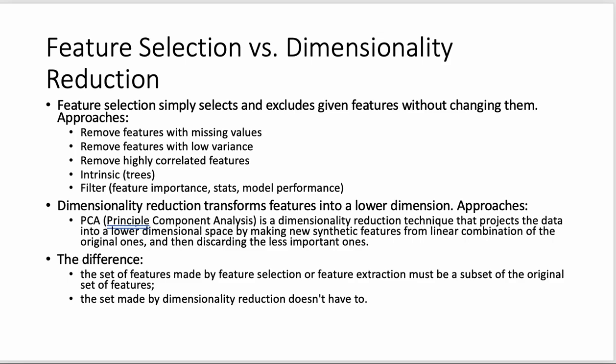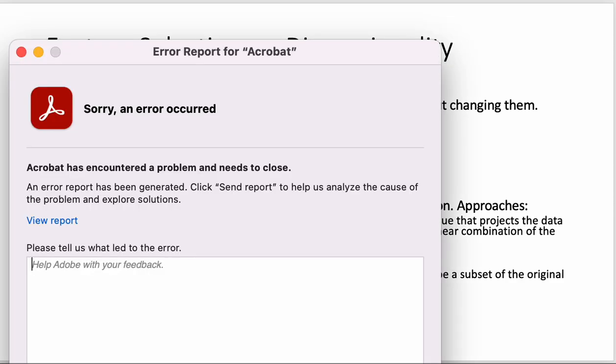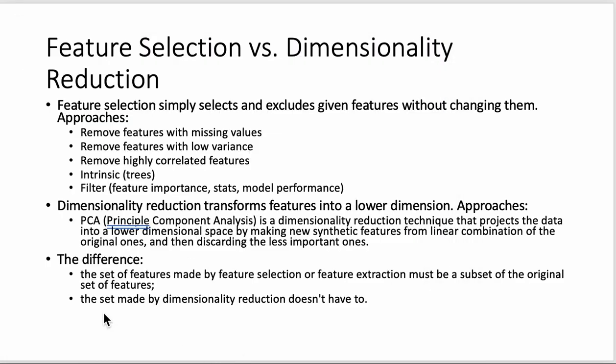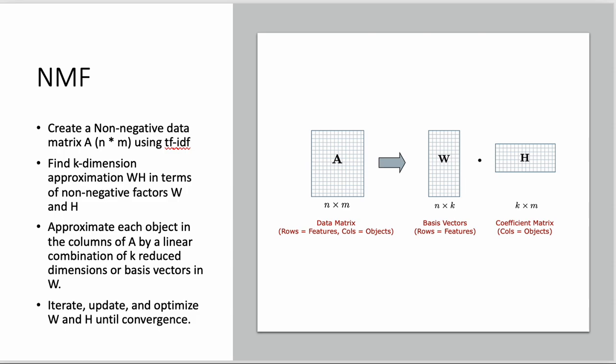So the difference is that feature selection is a subset of the original set of features, and dimensionality reduction doesn't have to be. It can be a new set of features created. The NMF is related to the idea of dimensionality reduction.